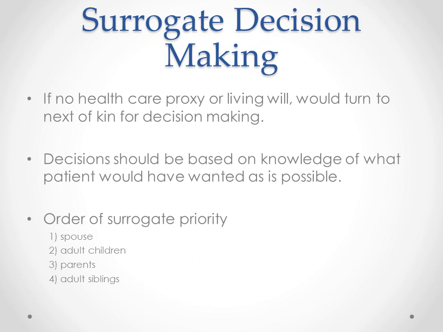Finally, if none of these resources are available, we would look to the next of kin to be surrogate decision makers for the patient. We would hope that they have some knowledge of what the patient would have wanted and will base their decisions on that. There's a set order of priority for who is the surrogate, with the patient's spouse being first, followed by adult children, parents, and then adult siblings. If there was a conflict between these groups, this is the hierarchy that we would follow.